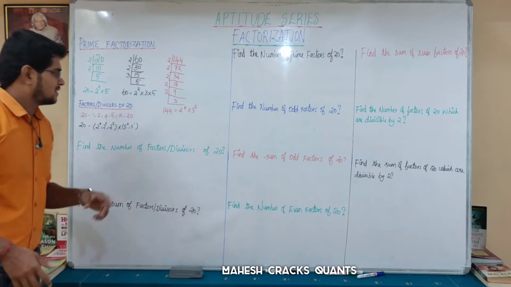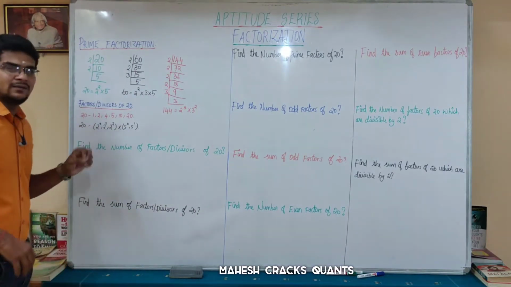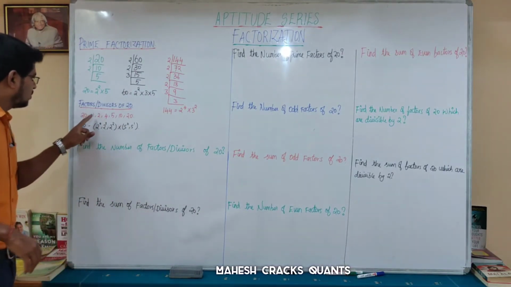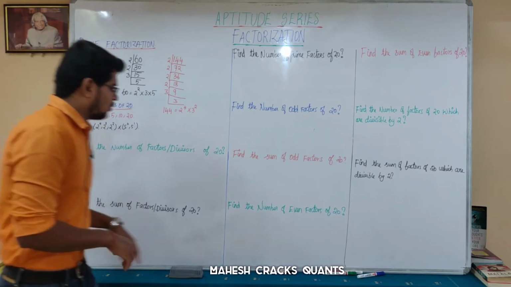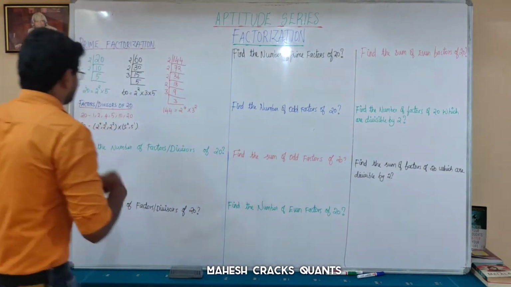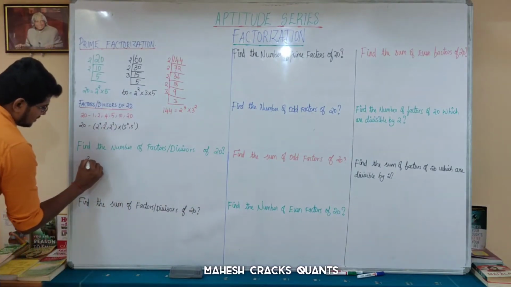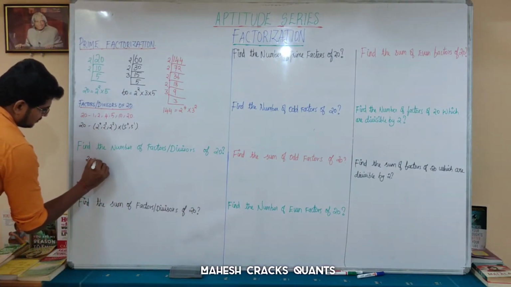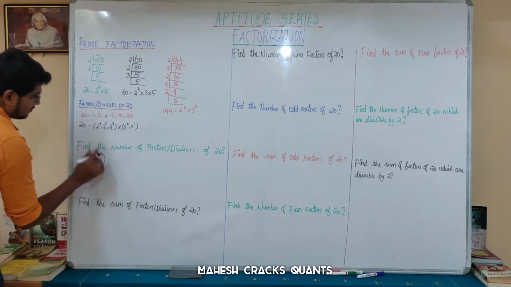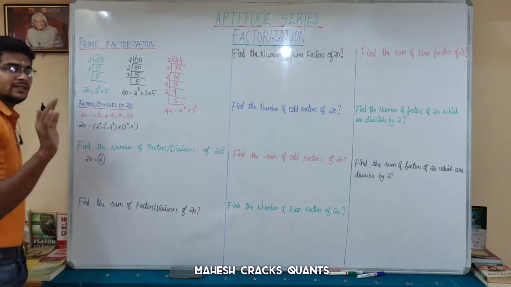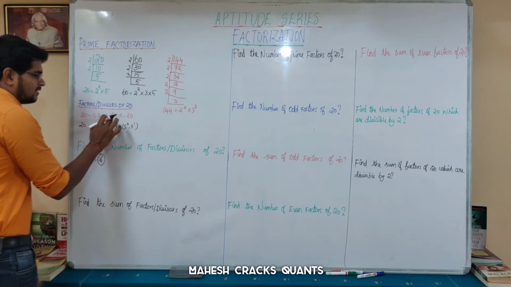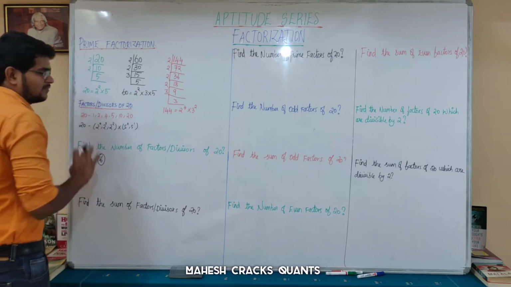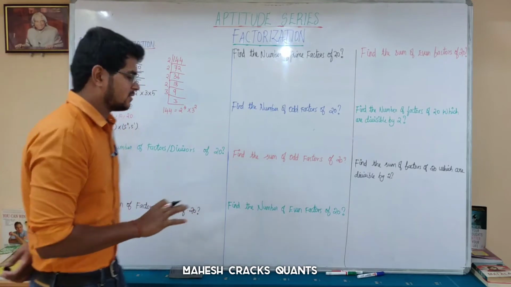So number of factors, in this way, how many factors are there for 20? 1, 2, 3, 4, 5, 6. So what is the number of factors of 20? Which is 6, because I have counted the number of factors. You have to count: this is 1 factor, 2 factors, 3 factors, 4 factors, 5th factor, 6th factor. There are 6 factors.